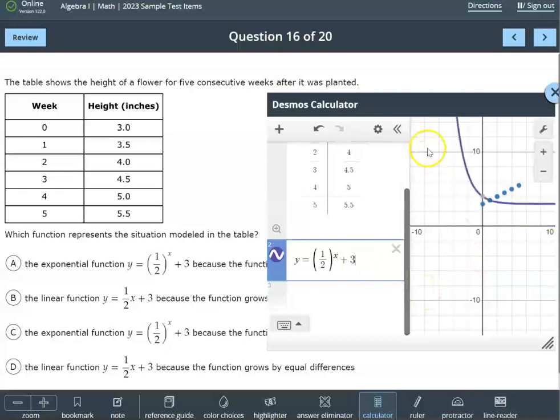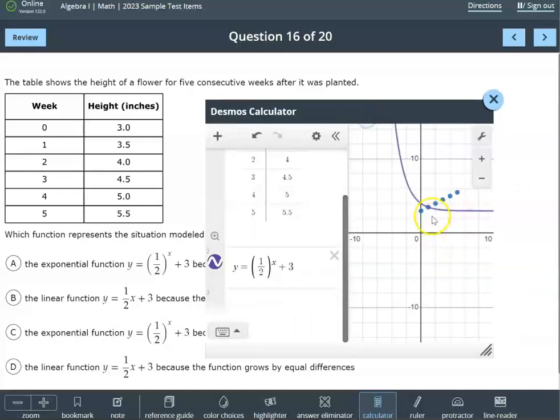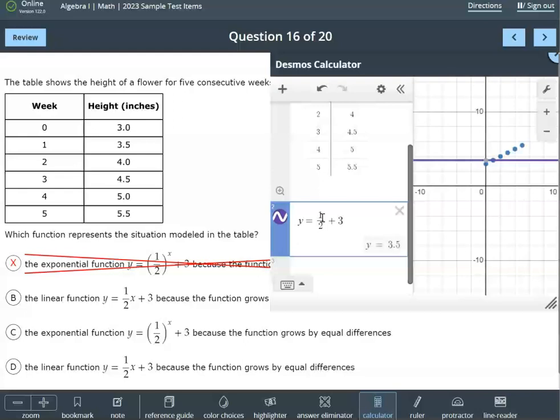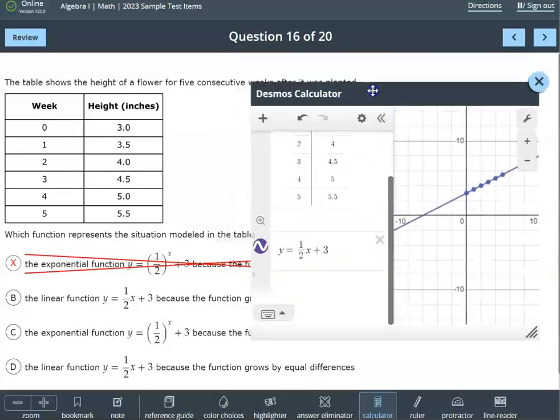Well, right off the bat, you can see that this function does not look anything like these points. These points are not falling on the line, so answer choice A is not correct. Click on Answer Eliminator, and you can exit out if you want. Okay, the next function was y equals 1/2 x plus 3, so I'm just going to delete this and do 1/2 and then x plus 3. Now that goes perfectly through the points.